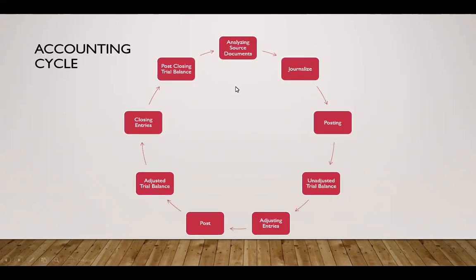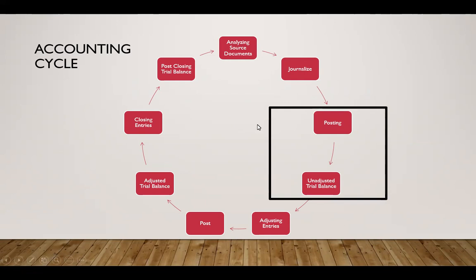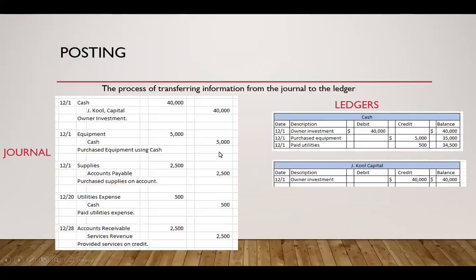So at this point in the accounting cycle, we've analyzed our source documents and we've applied double entry accounting so that we can properly record our transactions through the journalizing process. Now it's time to get a listing of all of our accounts and their individual balances for the month. In order to do this, we have to go through the posting process, and the end result we're looking to get is called the unadjusted trial balance.